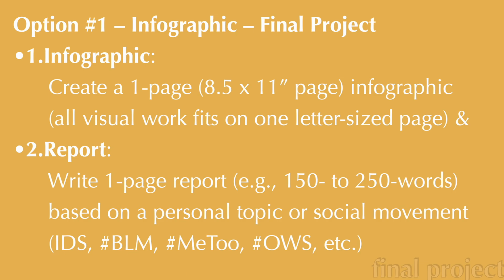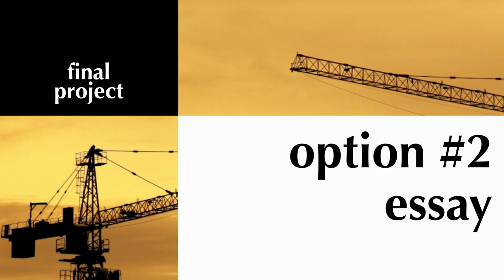So basically, you create an infographic, and then you write a one-page report, which is 150 to 250 words, based on a personal topic that you choose on your own. These are just some examples of things you could do, like a social movement if you're into that, like Indigenous data sovereignty, Black Lives Matter, Me Too, Occupy Wall Street, or some type of thing you're interested in. Again, that's up to you.